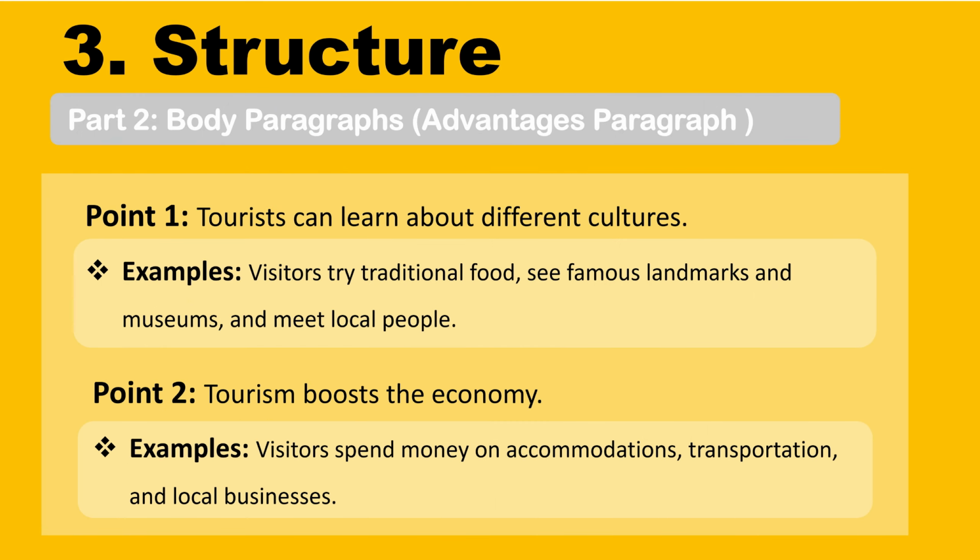Next, we move on to the first body paragraph. This paragraph explains the reasons why we agree with the statement or discuss the positive side of easier travel. Start with the first benefit of easier travel. One major advantage of easier travel is that people can learn about different cultures. Then, we support this point with examples. Visitors try traditional food, see famous landmarks and museums, and meet local people.